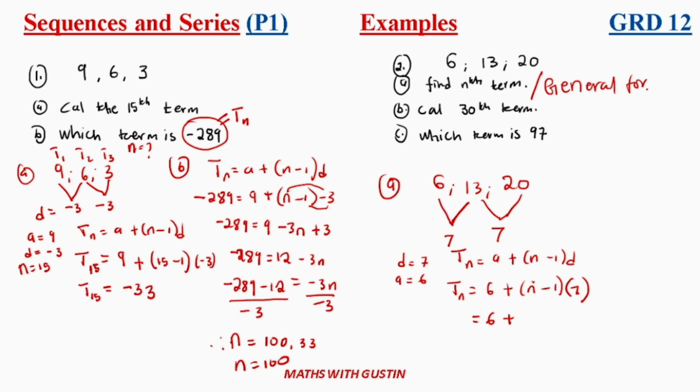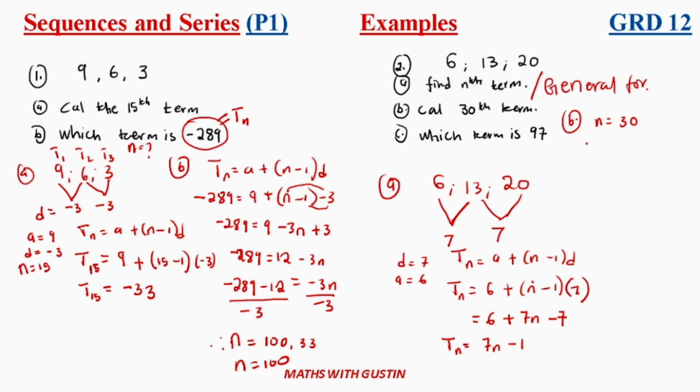7 times n is going to give us 7n. 7 times negative 1 is going to give us minus 7. So therefore Tn will have to be equal to 7n minus 1 for this one. Okay, and then the next one here, which is B, they want us to calculate the 30th term. So it means n in this case will have to be 30.